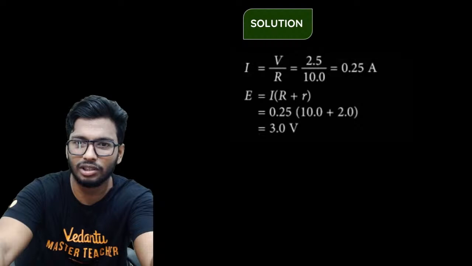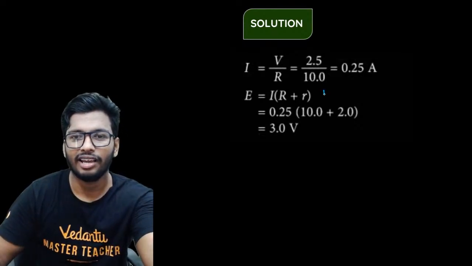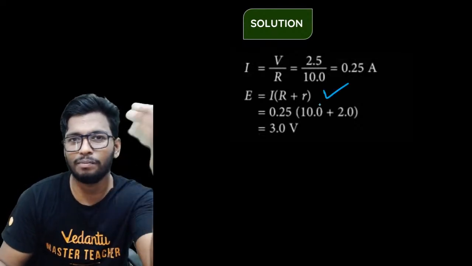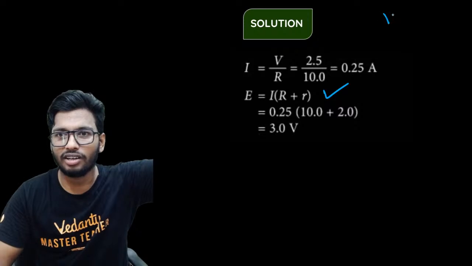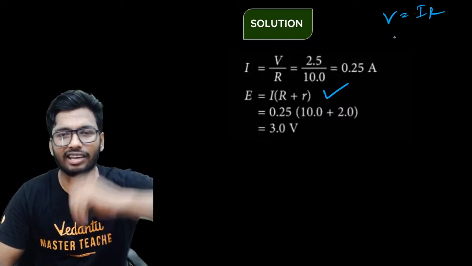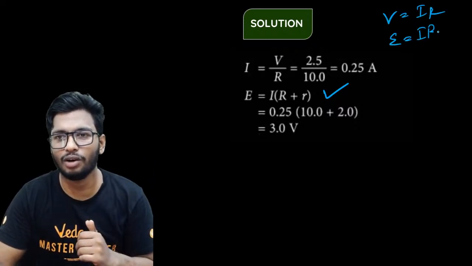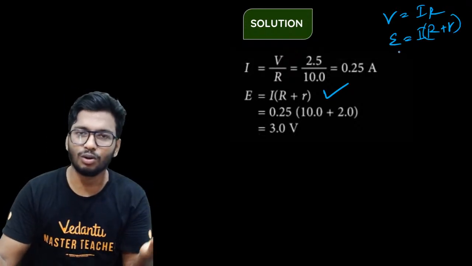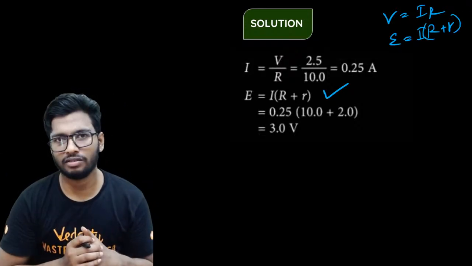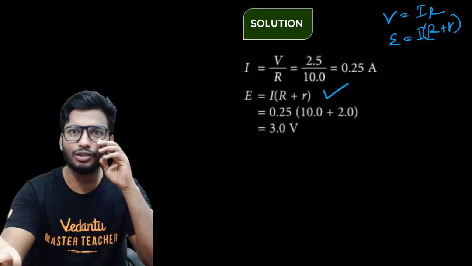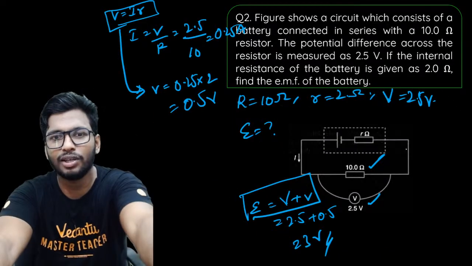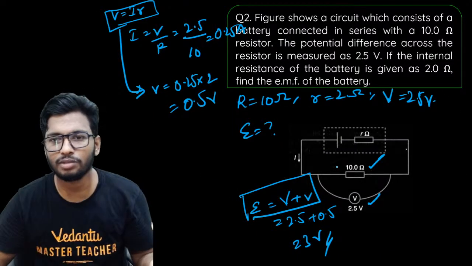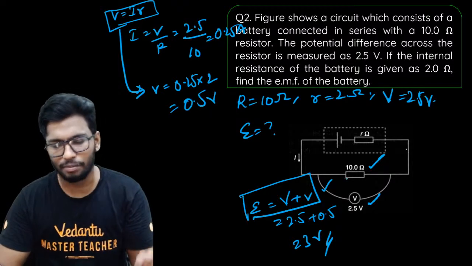See, you can do it an even simpler way. You can directly write this formula: EMF is equal to I into R plus r. We have already seen that, because voltage is equal to I into R, and here the voltage is the EMF. EMF is equal to I into R plus r, that is the resistance outside and inside the cell. You can directly use this formula also. You will get the answer in 2 steps. But since this is much easier for you to remember, that's why I'm showing you one step at a time.